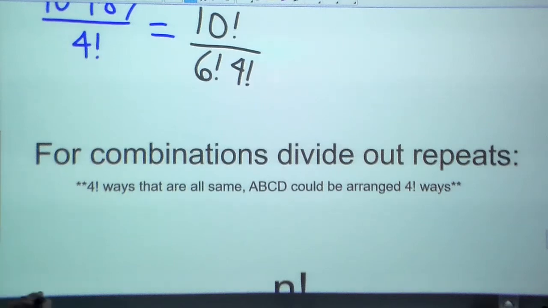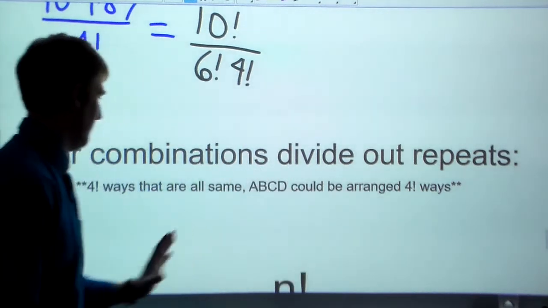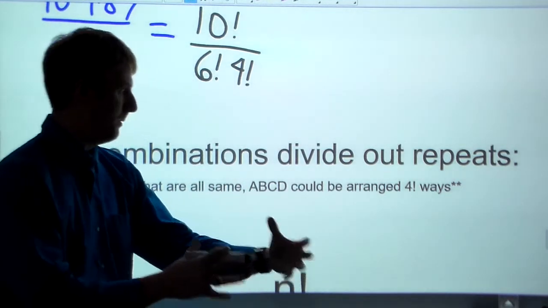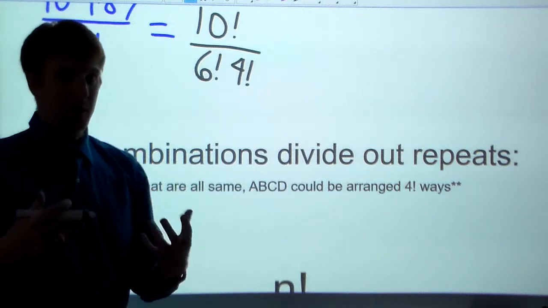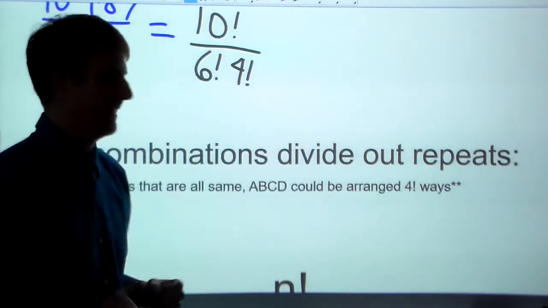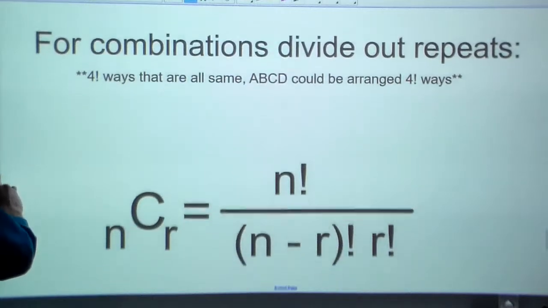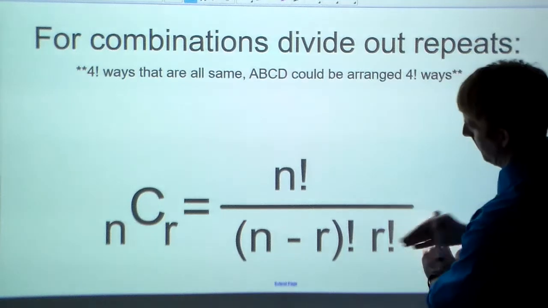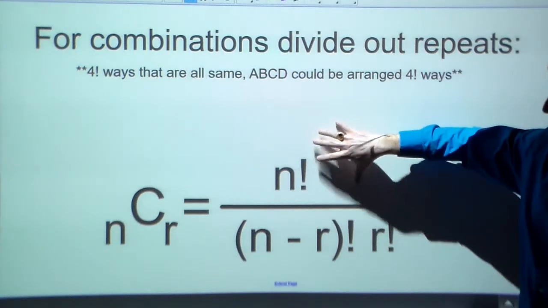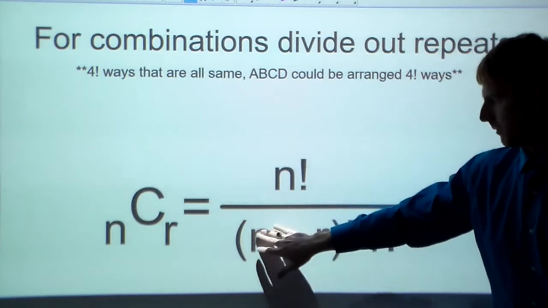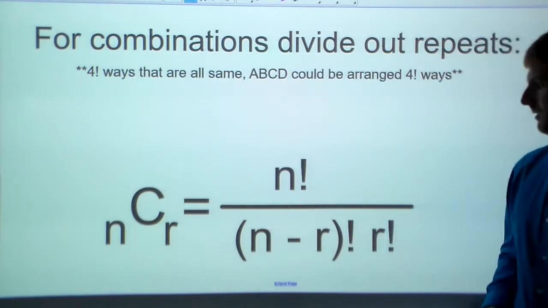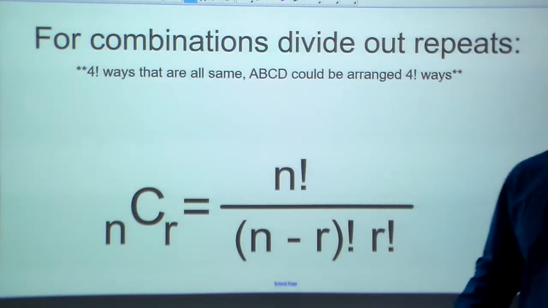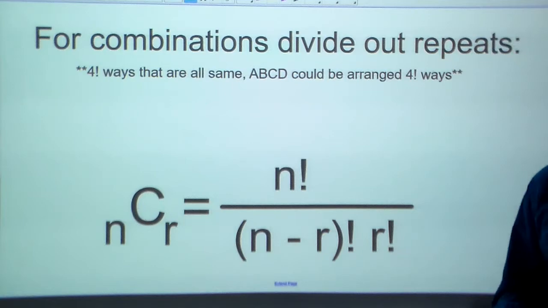So just again to reiterate, you're dividing out your repeats. There's 4 factorial ways that a group of 4 people could all be arranged, and it would still be that same team of 4 people going on to states. So if you put it into your formula, there's your permutation formula right there, and we're dividing out these repeats. So it's the number of people in the race divided by the number of people minus how many were chosen, 10 minus 4 in this case, and then additionally dividing out your repeats, so 4 factorial, the number chosen factorial.